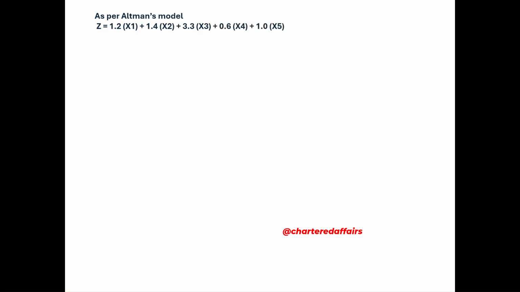Z is equal to 1.2 X1 plus 1 X2 plus 3.3 X3 plus 0.6 X4 plus 1 X5. Also we know that X1 is equal to working capital divided by total assets. That is 8 lakh divided by 40 lakh, that is 0.2.